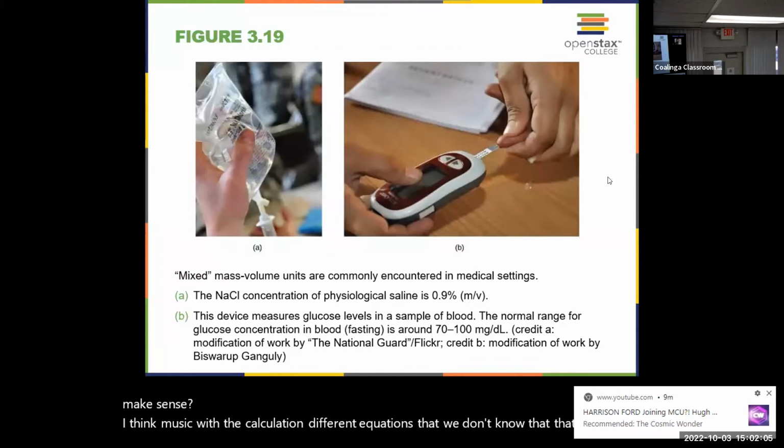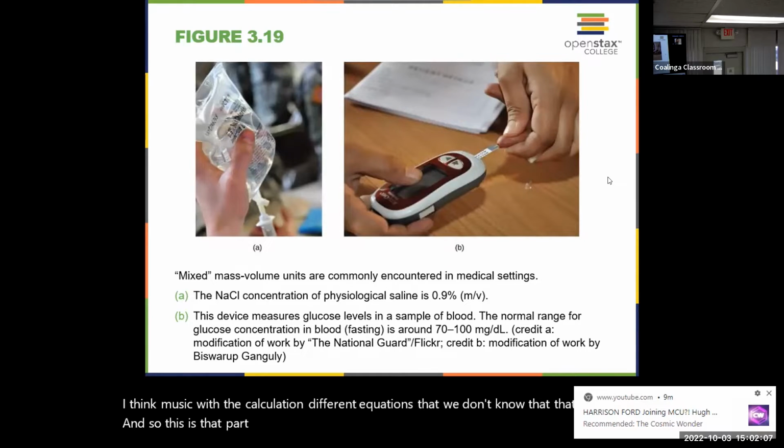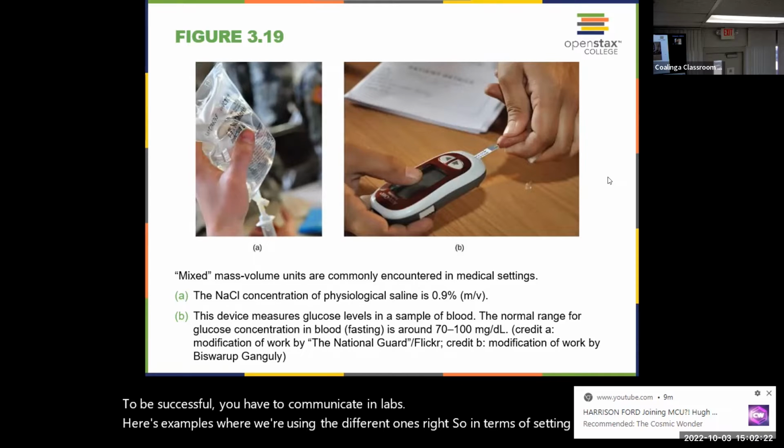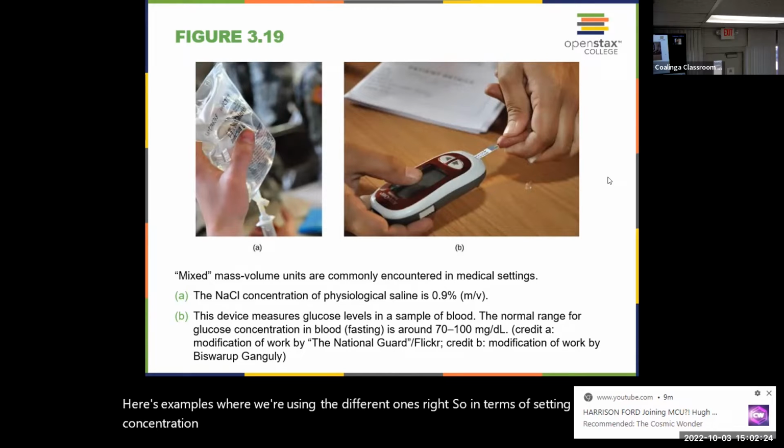And so this is that part about communicating in labs. To be successful, you have to communicate in labs. So here's examples where we're using the different ones, right? In terms of sodium chloride concentration, physiological saline. I was off by a couple of zeros there. So 0.9% mass volume, right?